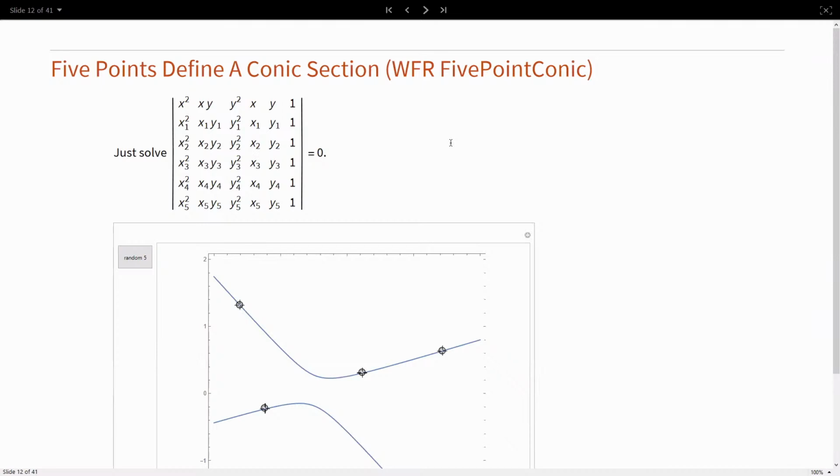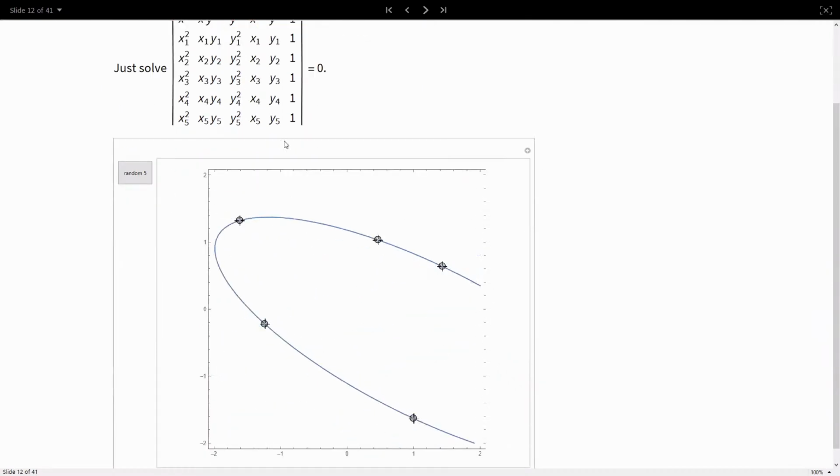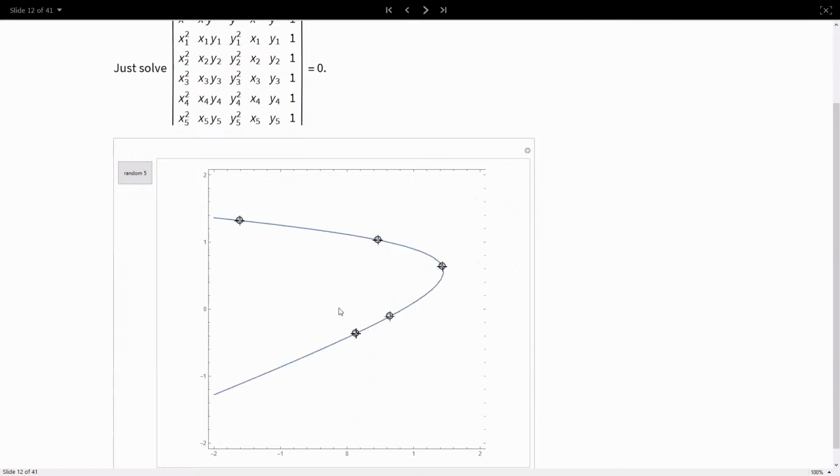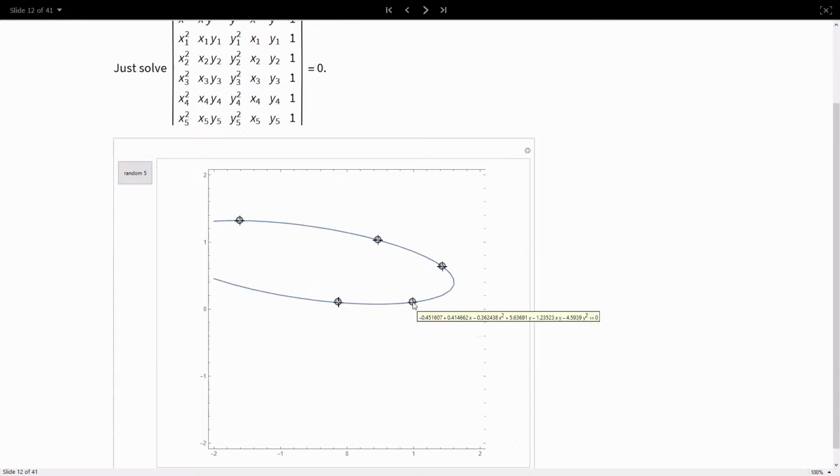If we go up to 5 points, we can get a conic section where you just solve this matrix. And for example, with 5 points, you can either get a hyperbola or an ellipse, usually just those two. It's possible to get a circle or a parabola, but the chance of that just happening randomly is virtually 0.